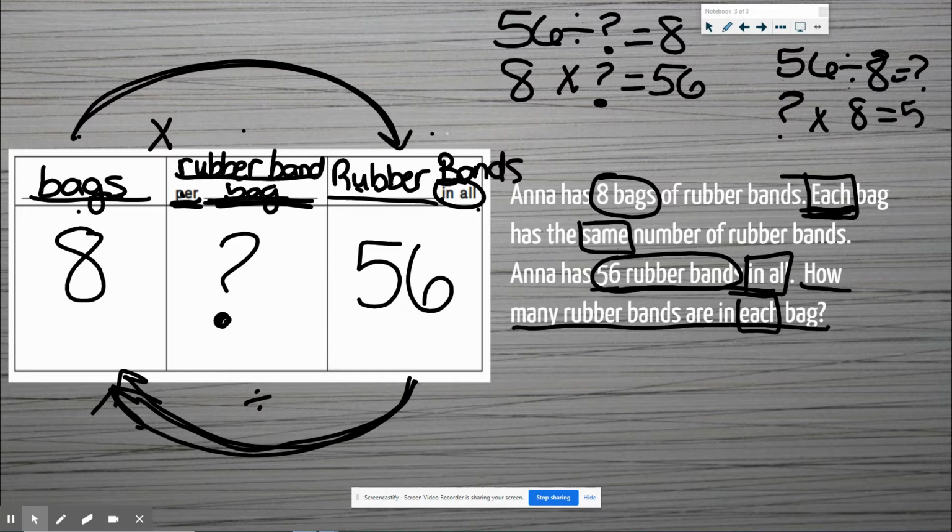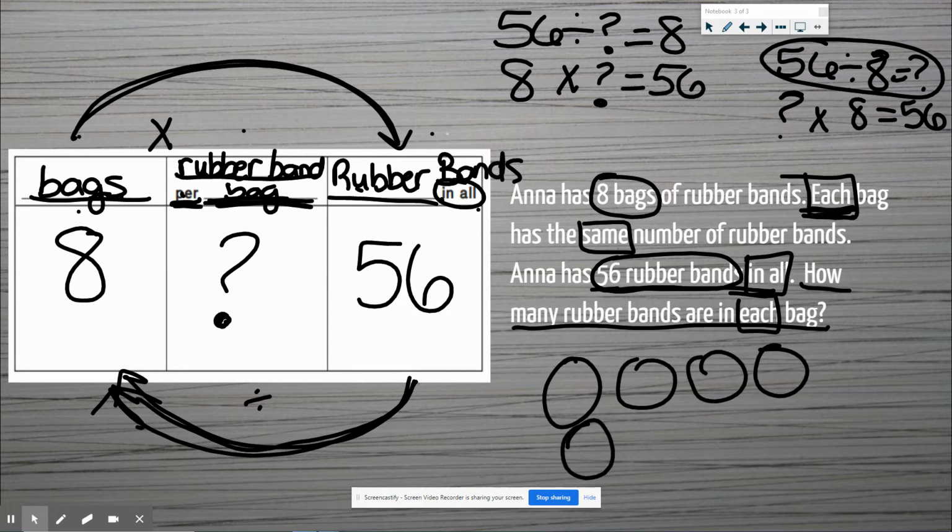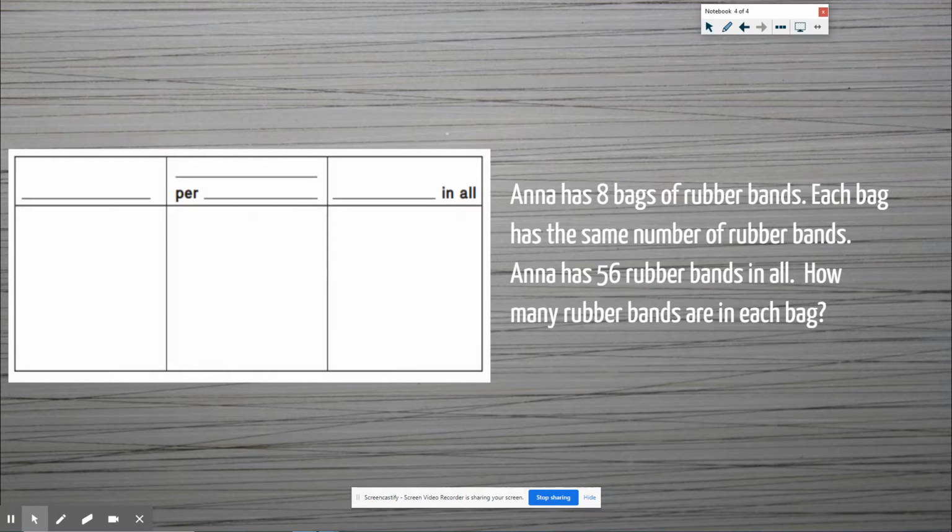This one would be the one that I would use to help me because I could draw my 8 circles and split my 56 rubber bands into each. And that's going to leave me with 7. 56 divided by 8 is 7. So she would have 7 rubber bands in each. Let's try another one.